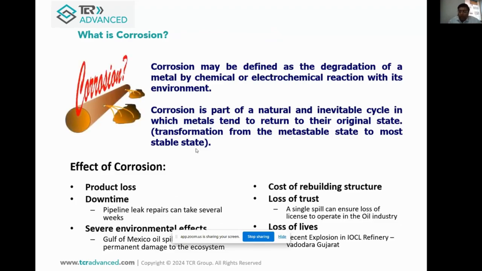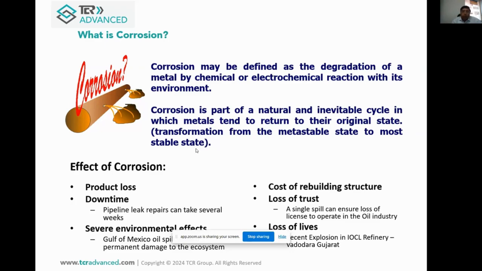Now, for any asset integrity, when we talk about cathodic protection, it is one of the corrosion prevention methods. So what is corrosion? Basically, corrosion is defined as the degradation of metal by chemical or electrochemical reactions with its environment. As you all know, corrosion is a transformation process from a metastable state to the most stable state, right? We put lots of energy into ore to create a metal, so the metal goes back to its most stable state by corroding by itself.